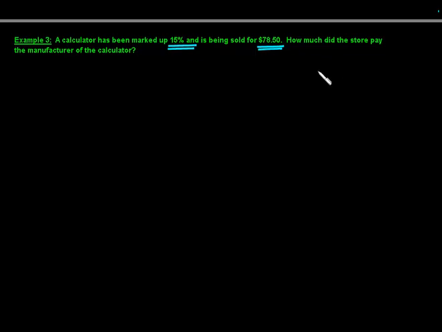Before I do that, let me just tell you what happens. Let's think of the store as the bookstore. You're buying a calculator at the bookstore. What would that mean? The bookstore is going to buy the calculator from, let's say, Texas Instruments. Just to give you an example, they buy the calculator from Texas Instruments for $100. Now they're not going to turn around and sell it to you for $100. They're going to mark it up by some percentage.